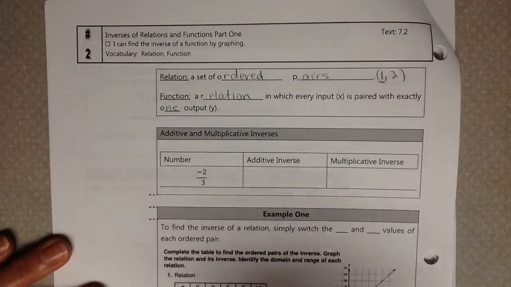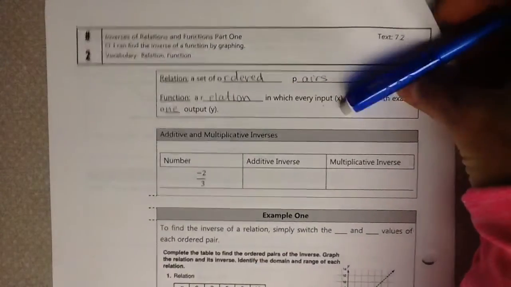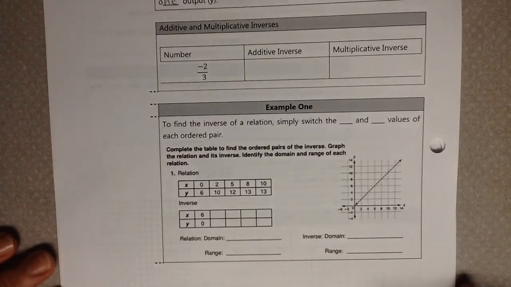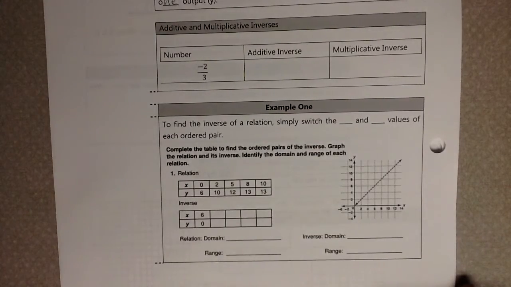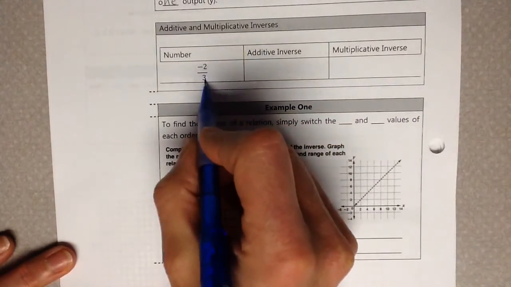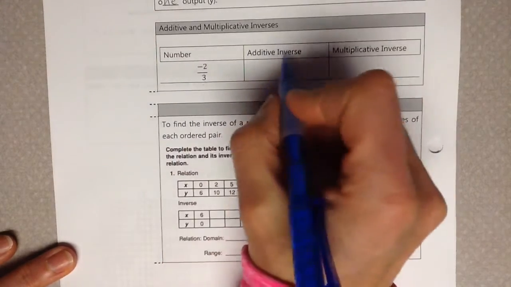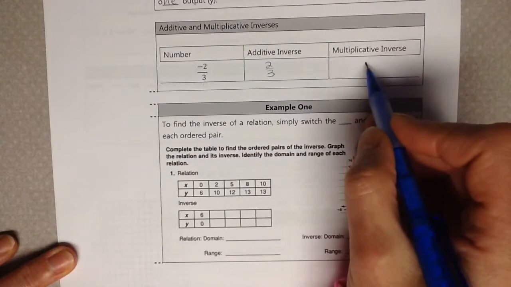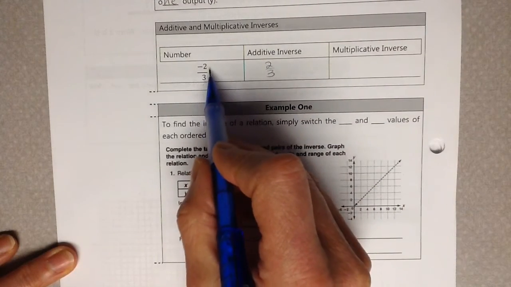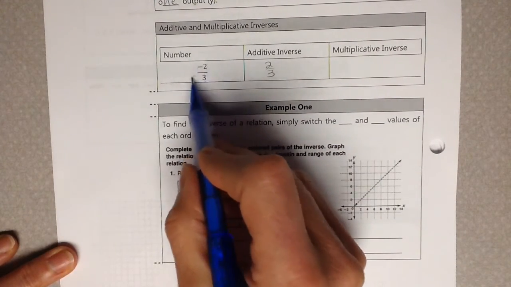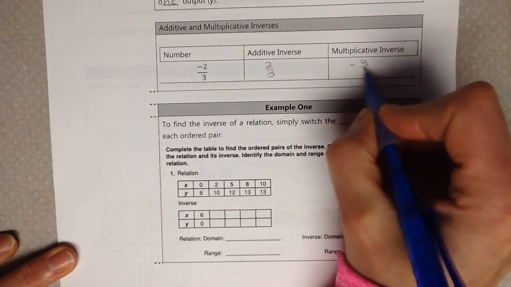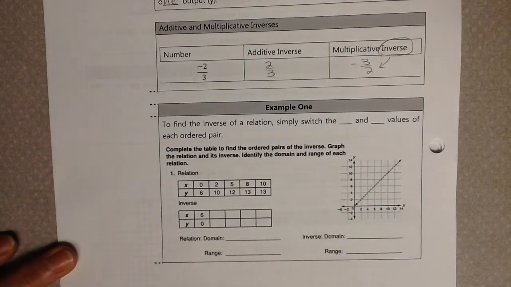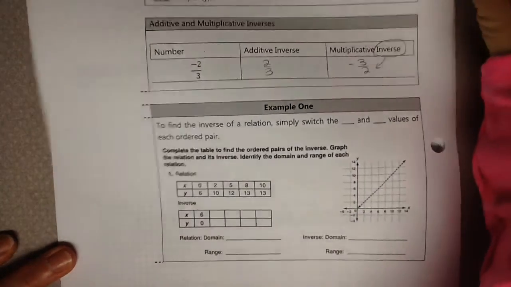Now, before we get into inverses, I want to refer you back to what we've already done with numbers. We've worked with additive and multiplicative inverses. So the additive inverse of negative 2/3 is positive 2/3. We add them together and we get 0. But the multiplicative inverse is when we take the numbers and just take the reciprocal. So this would be negative 3/2. So keep this multiplicative inverse in mind as we're going along to finding the inverse of a relation.